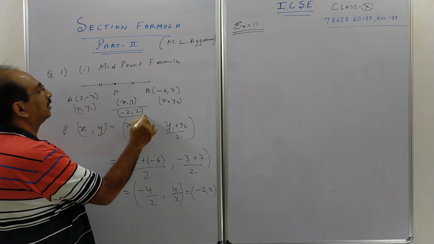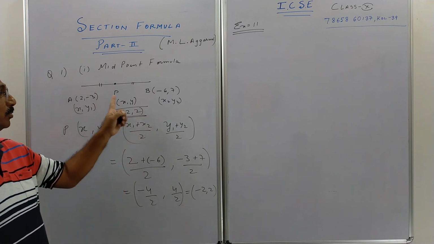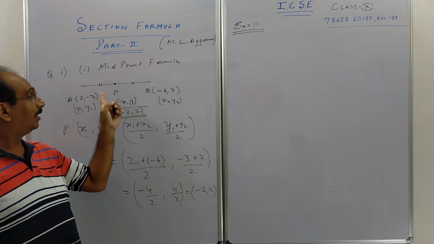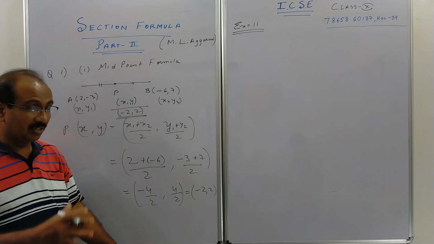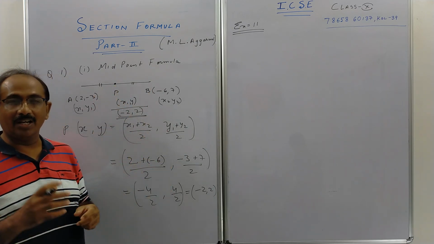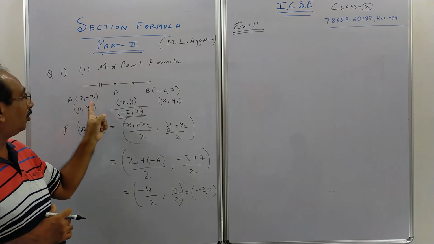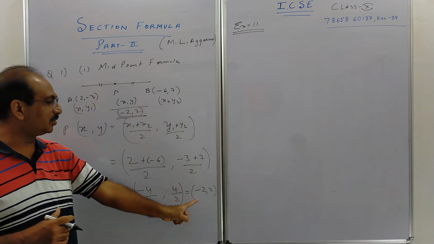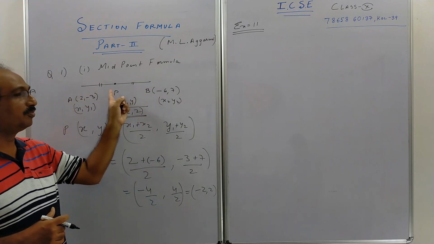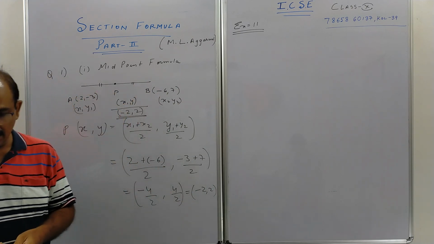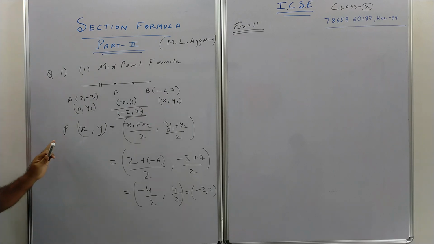In fact, children, if you use a graph paper, plot these two points, draw a line joining them and see the midpoint, this thing will come alive. You can plot these two, and when you join them you will see the midpoint of AB. So with this idea, we get the midpoint formula.